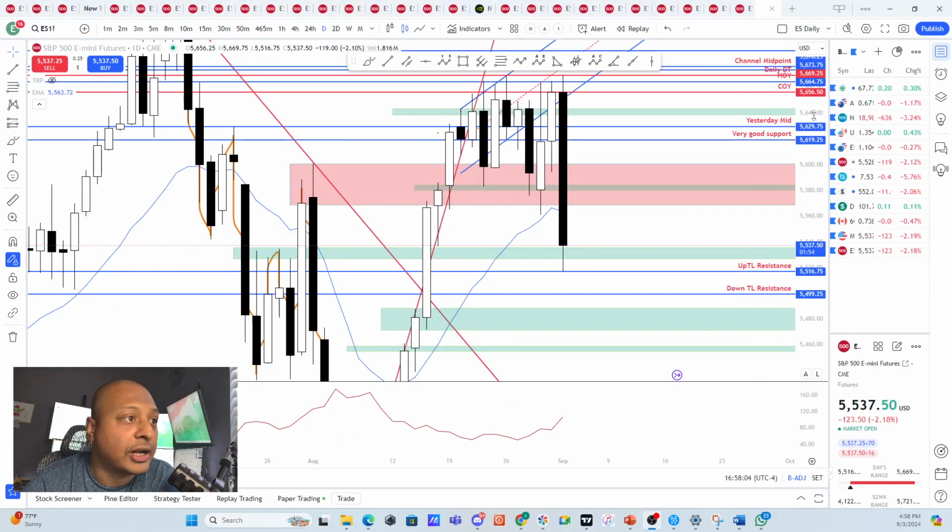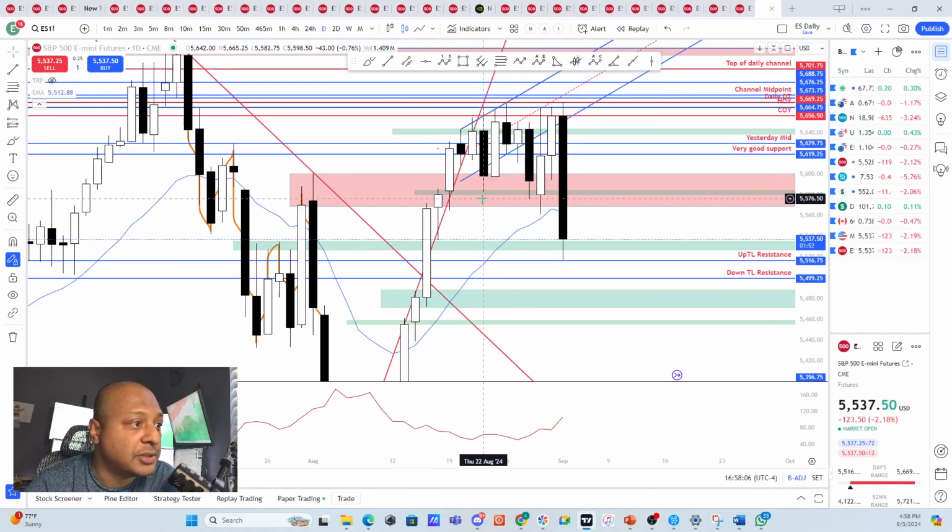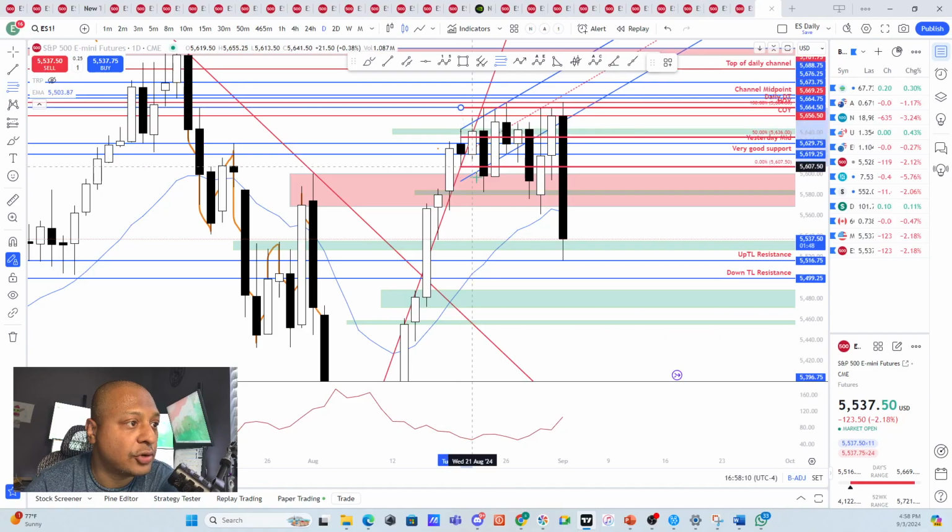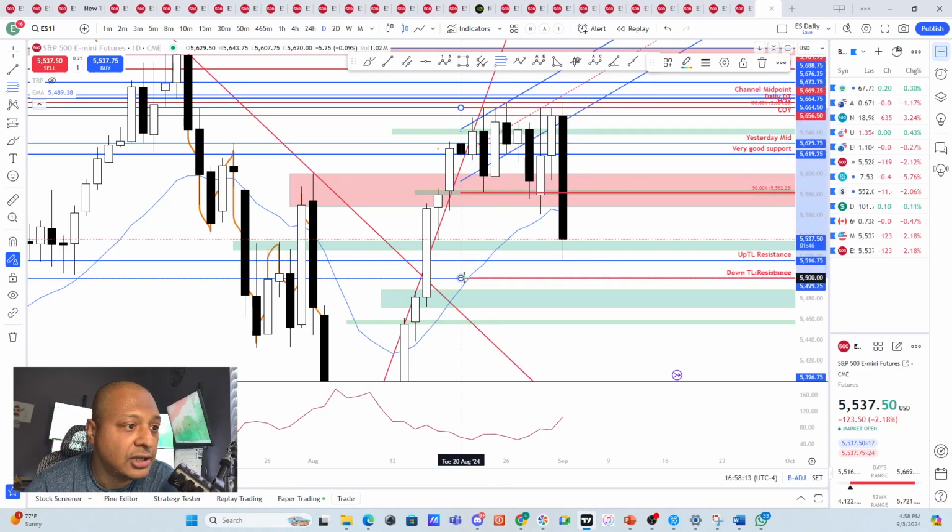Now let us take a look at the daily chart. So if you remember, this was the mother bar that we had, right? And we have broken down the mother bar. Now let us draw the fib on the mother bar again. So if we want to do a 1:1 of the mother bar, we will get to this downside trend line resistance, which is at 5500.